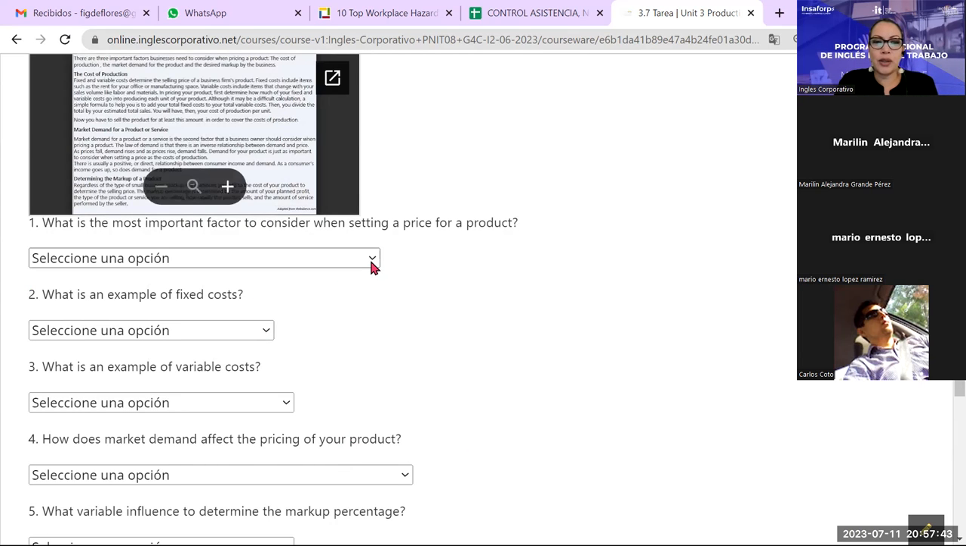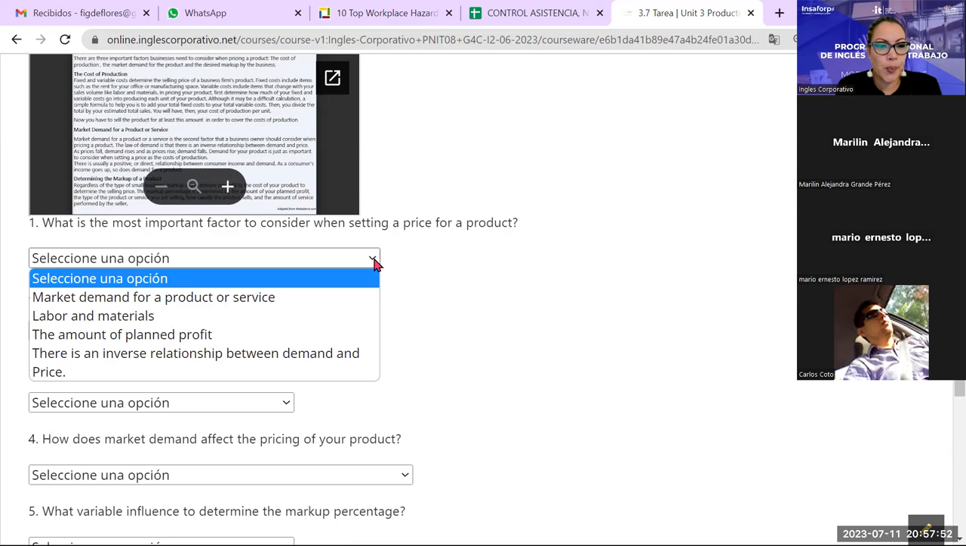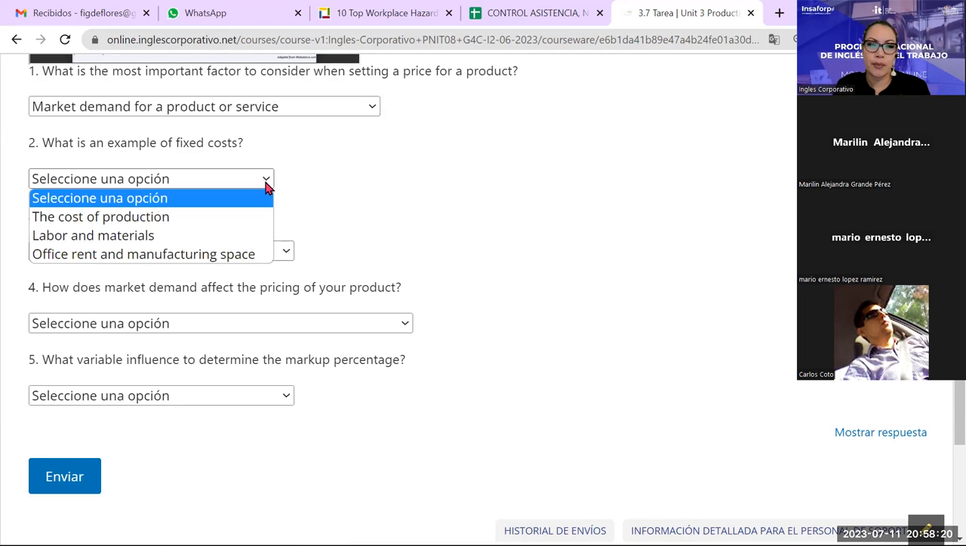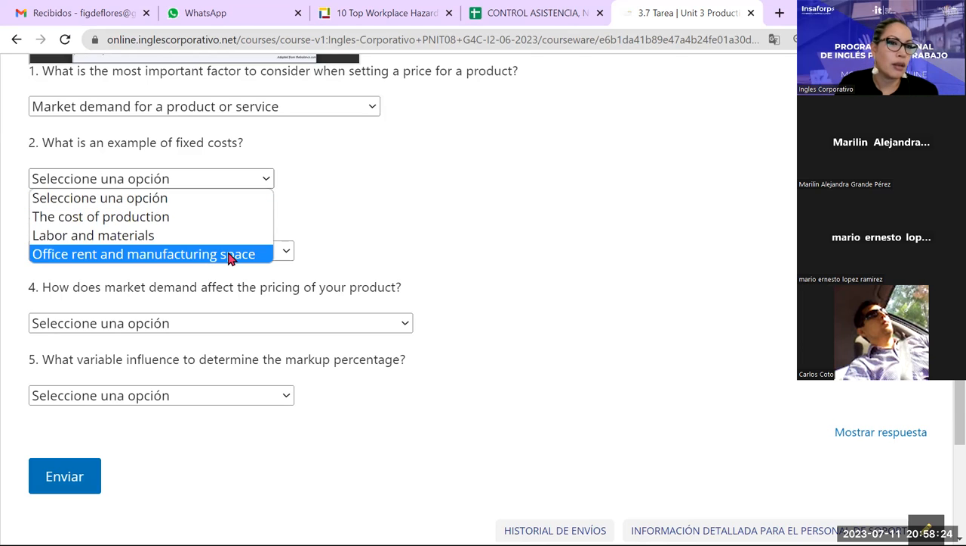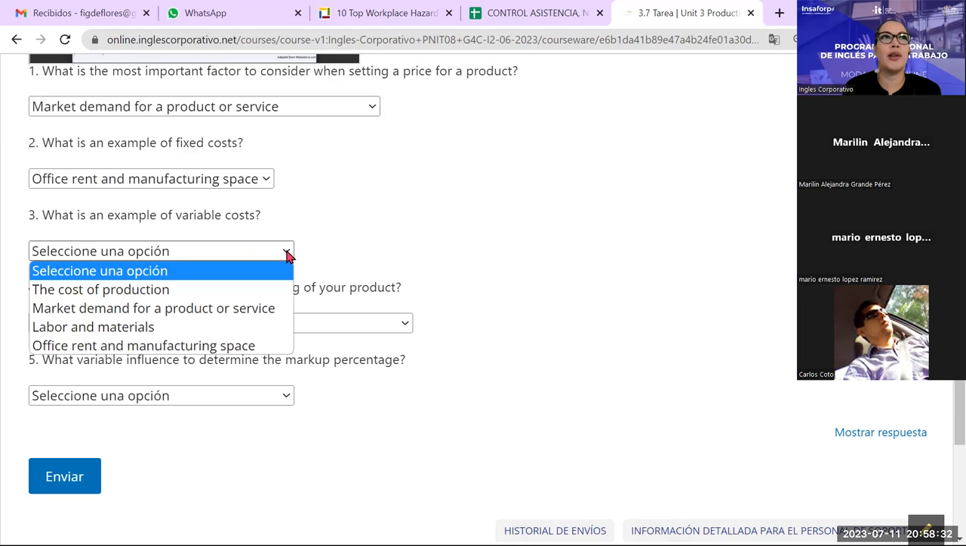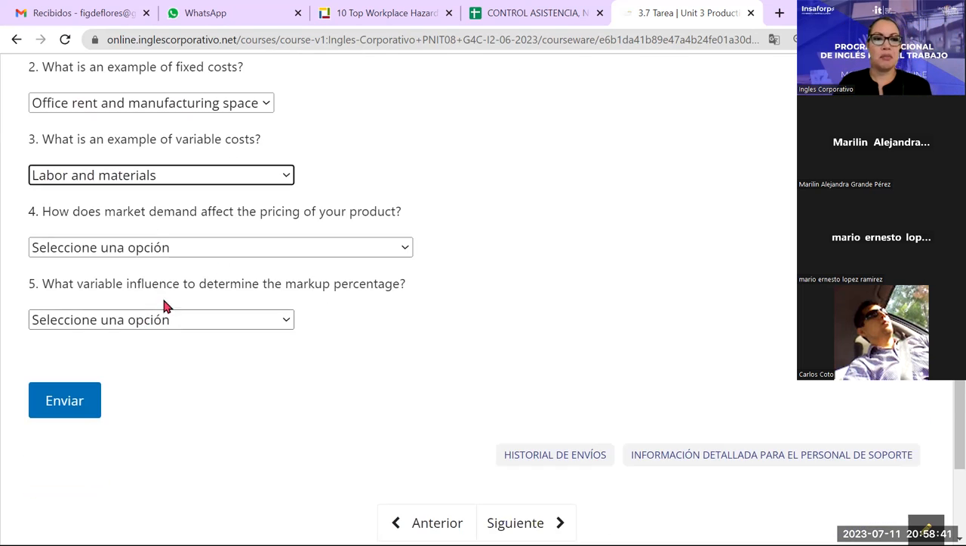What is the most important fact to consider when setting a price for a product? Which one would you select? Market demand for a product or service. Okay, thank you. Number two, what is an example of a fixed cost? Office rent and manufacturing space. Office rent and manufacturing space, very good. Now, what is an example of a variable cost? Labor and materials. Labor and materials? Okay, good.